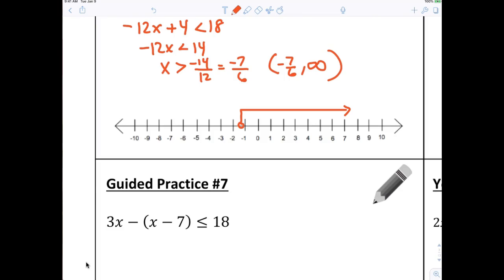Am I good? Come on, speak up. Because negative 7/6 is the same as negative 1 1/6. Right? You with me or not? Okay, thank you.